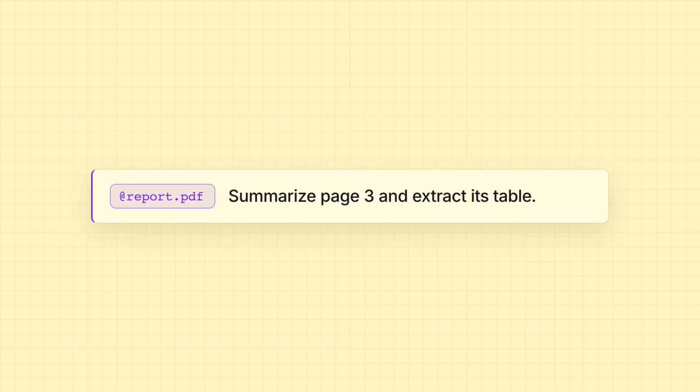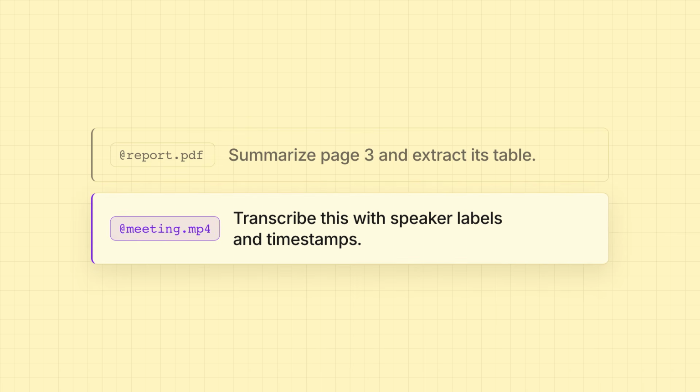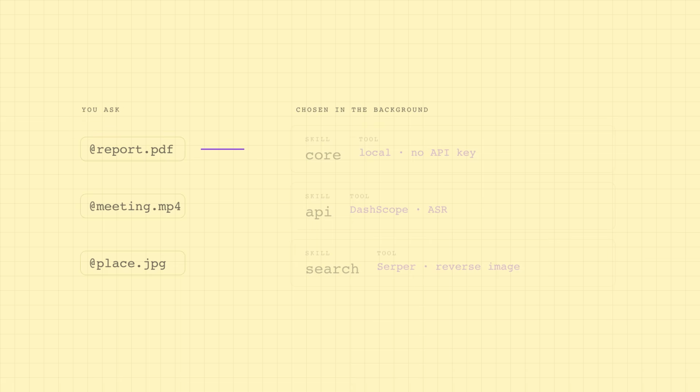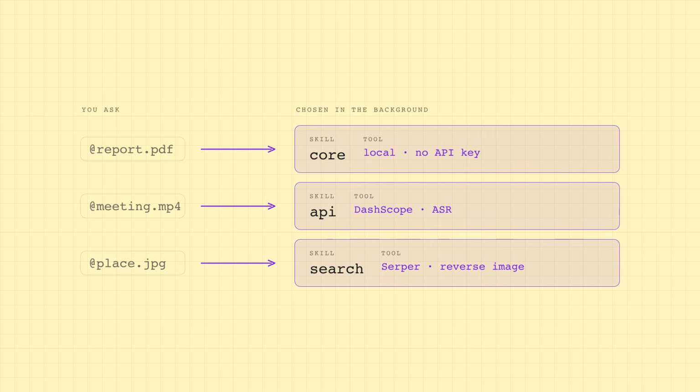After installation, the experience is supposed to feel natural. You reference a file and ask a normal question. You can say, summarize page 3 of this report and extract the table. Or, transcribe this meeting with speakers and timestamps. You can give it a photo and ask where it was taken, then tell it to verify the answer on the web. The agent chooses the relevant skill and tool in the background.